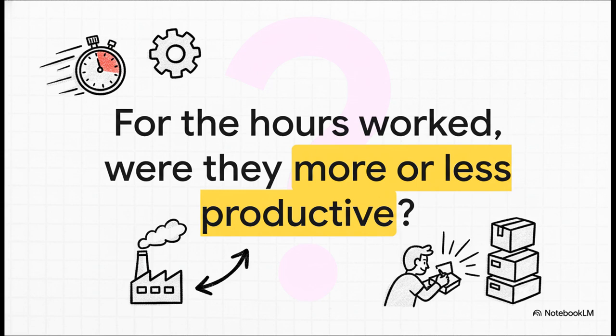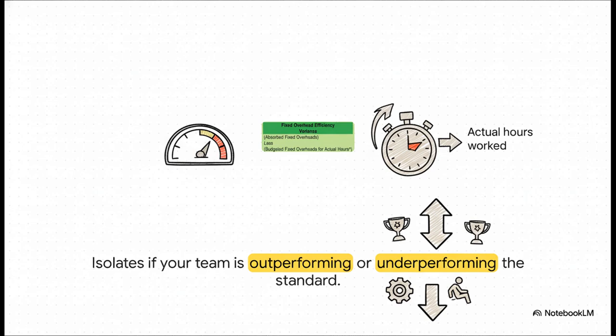This is all about efficiency. The key question here is, for the hours our team actually worked, did they produce the number of t-shirts they were supposed to based on our standard rate? Forget the budget for a second. This is purely about performance during the hours on the clock. Okay, so the formula basically asks, how many hours should it have taken to make this many t-shirts, and compares that to the hours we actually took.